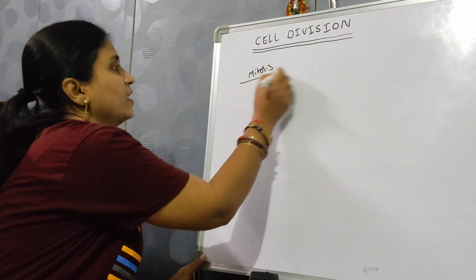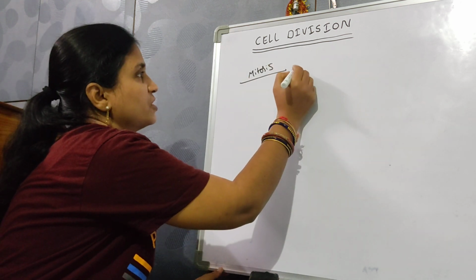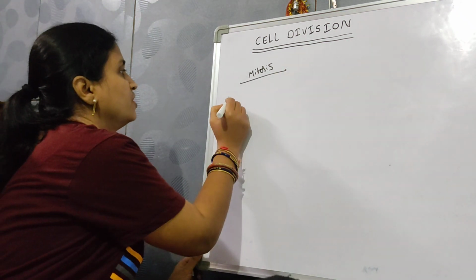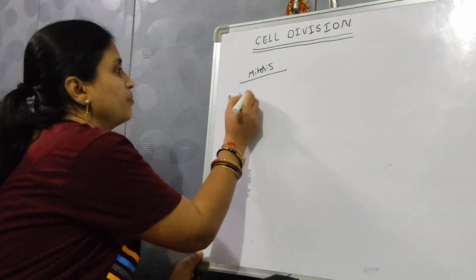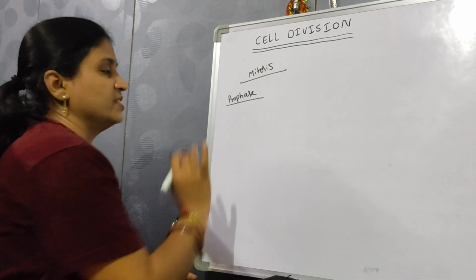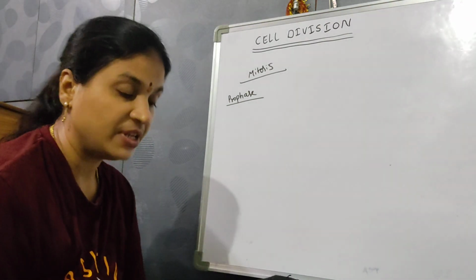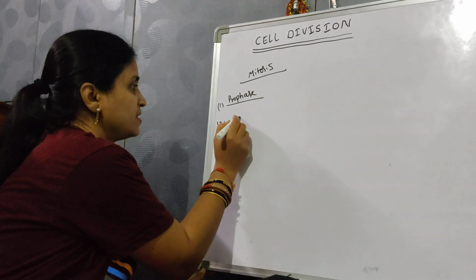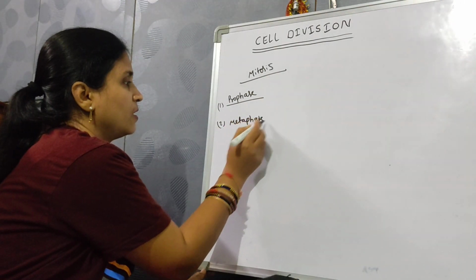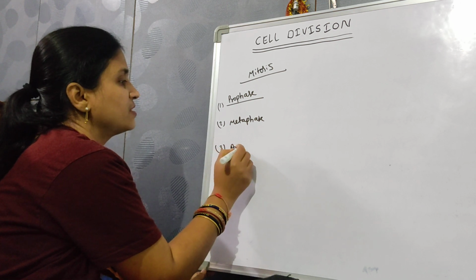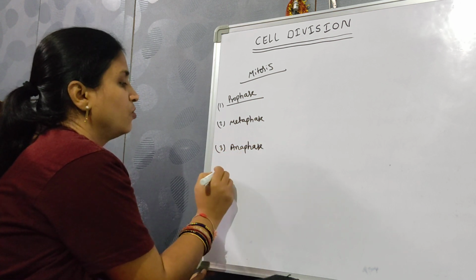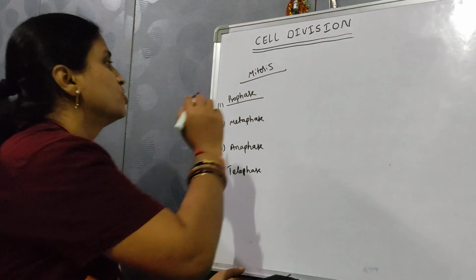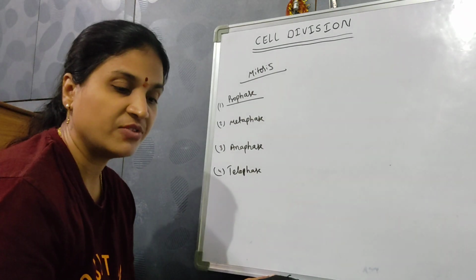This mitosis is again divided into 4 stages. First stage is prophase. Okay. So what is going to happen in this first stage? First is prophase. Second is metaphase. Third is anaphase. Fourth is telophase. Okay, so first prophase. So what is going to happen here in the prophase?